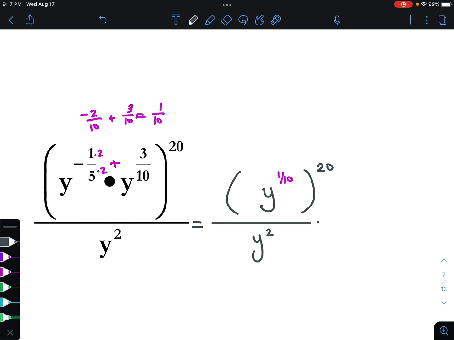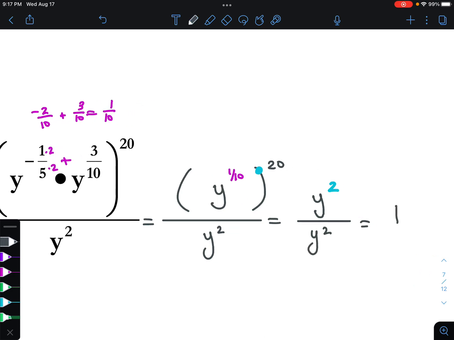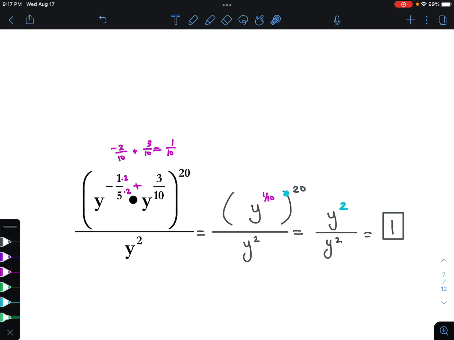Okay. So now that I simplified what's inside, now I can do the power raised to another power where we multiply. So 20 times 1/10, 20 divided by 10 is 2. So I have y squared divided by y squared. Anything divided by itself is 1. I love when problems start off super complicated, looking super messy. Just by applying a couple rules, we get something nice and neat.